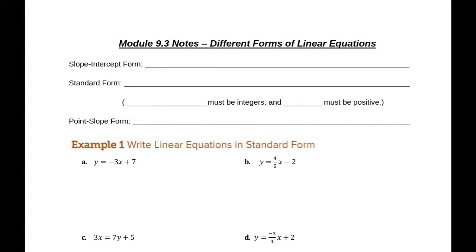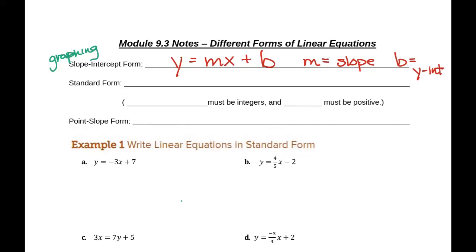Page 10, I believe. So y equals mx plus b. M is going to be equal to your slope. B is equal to the y-intercept. And why would we use this form? Well, if you were trying to graph, you would definitely want to use this form.